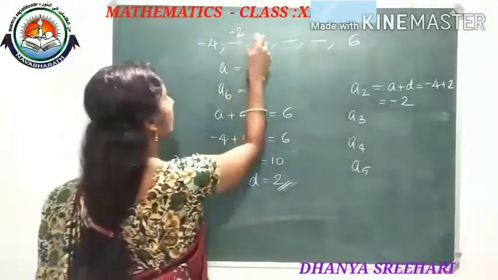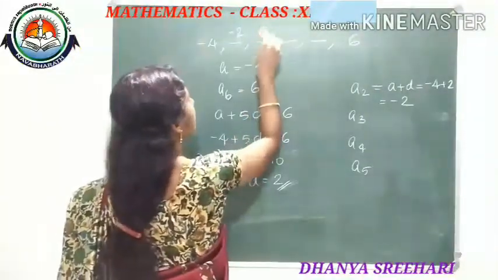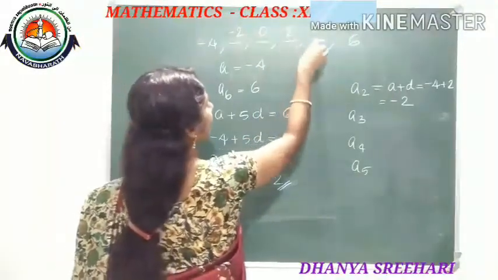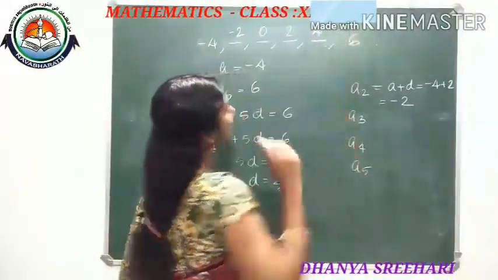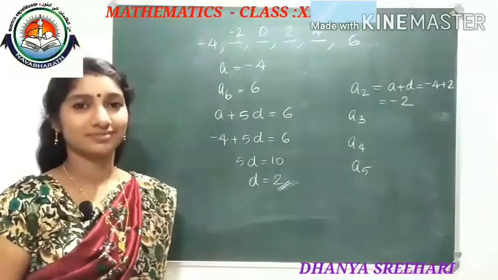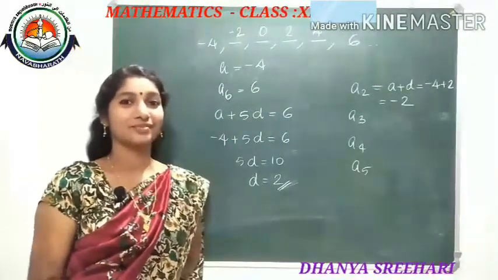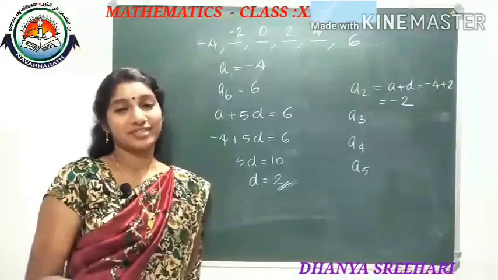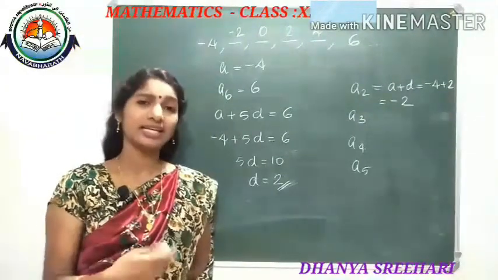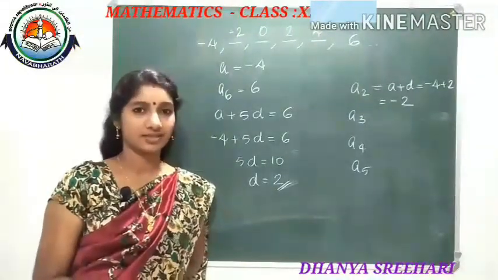So minus 2 plus 2 is 0. 0 plus 2 is 2. 2 plus 2 is 4. 4 plus 2 is 6. So we got the missing terms. What idea did we use? We just found the value of the common difference. The first term is given, and to write any term we need only the common difference, isn't it?